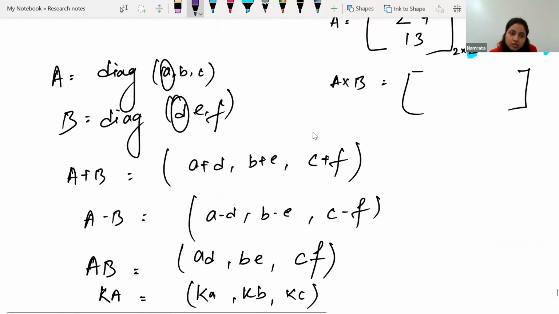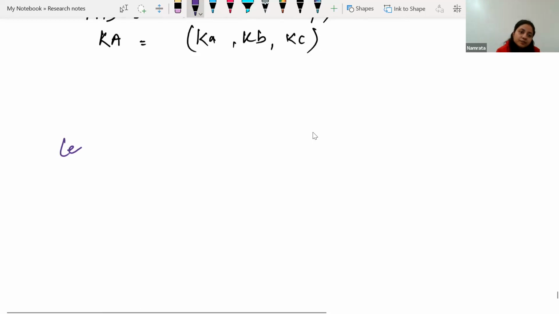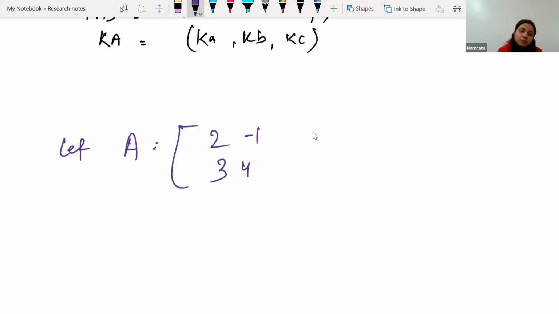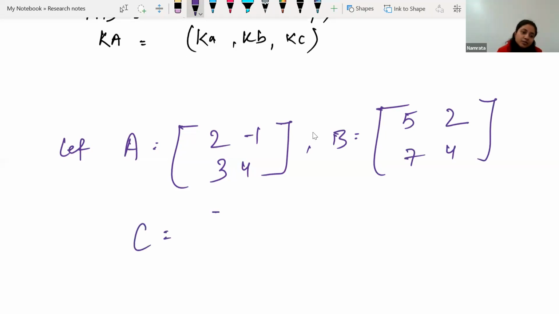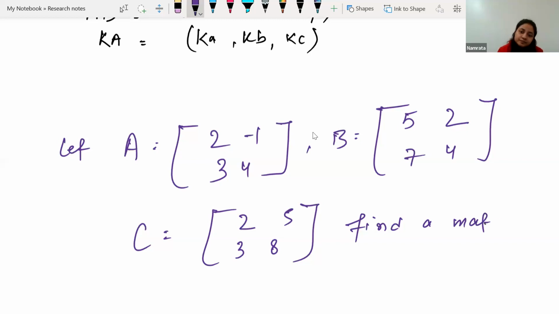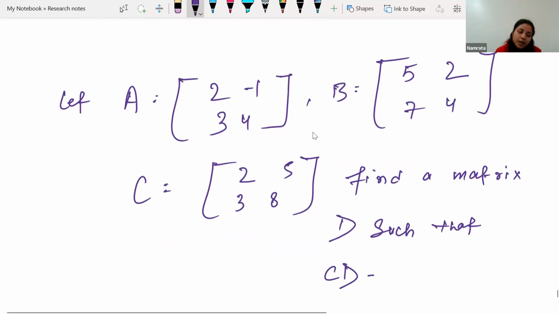Now if the question is: let A equal 2, minus 1, 3, 4. B equals 5, 2, 7, 4. And C equals 2, 5, 3, 8. Find a matrix D such that CD minus AB is equal to 0.